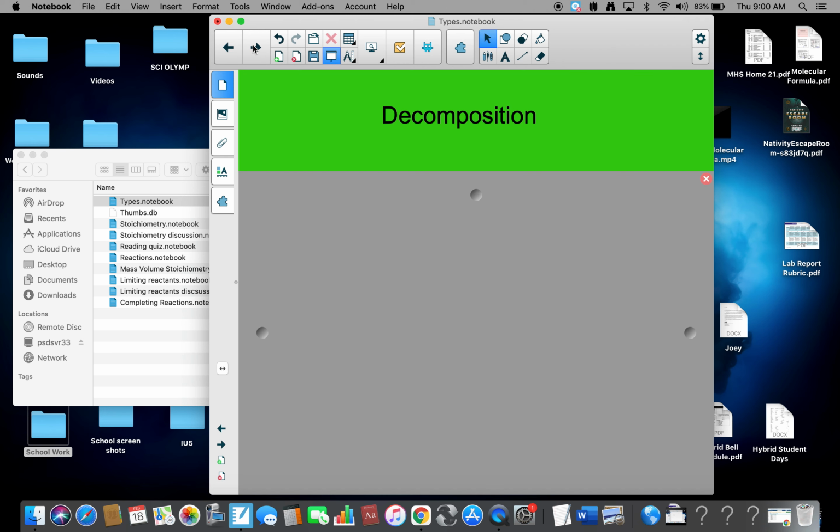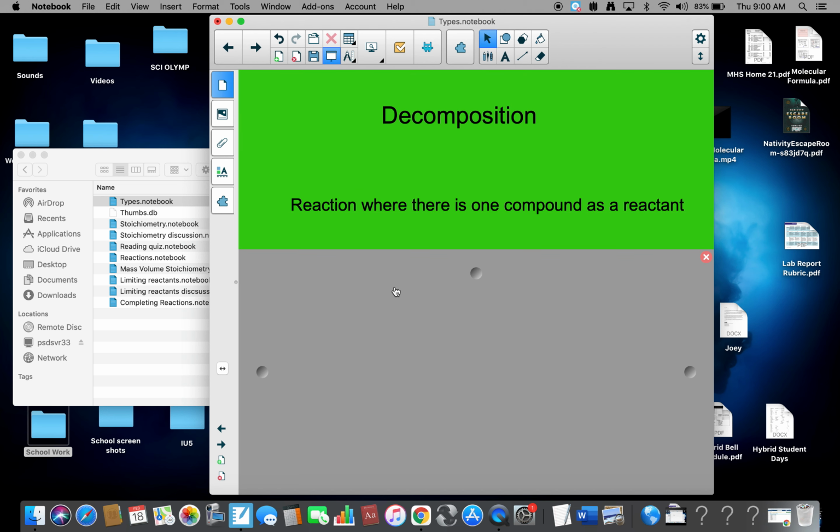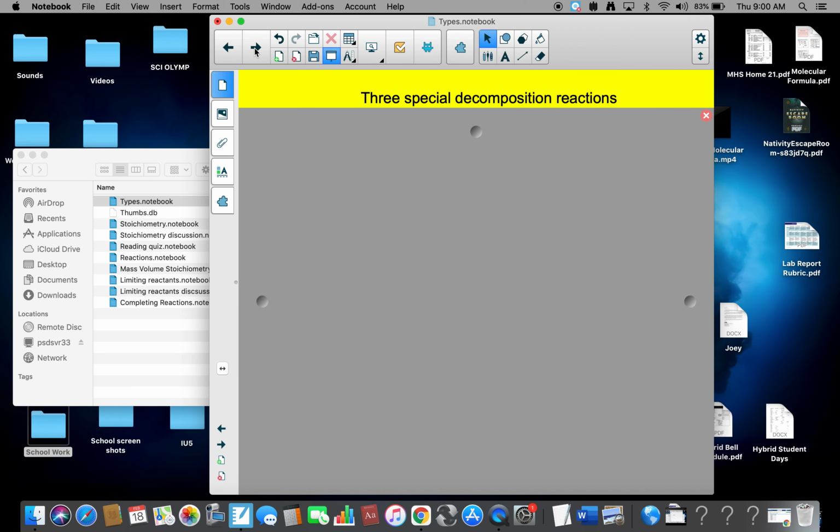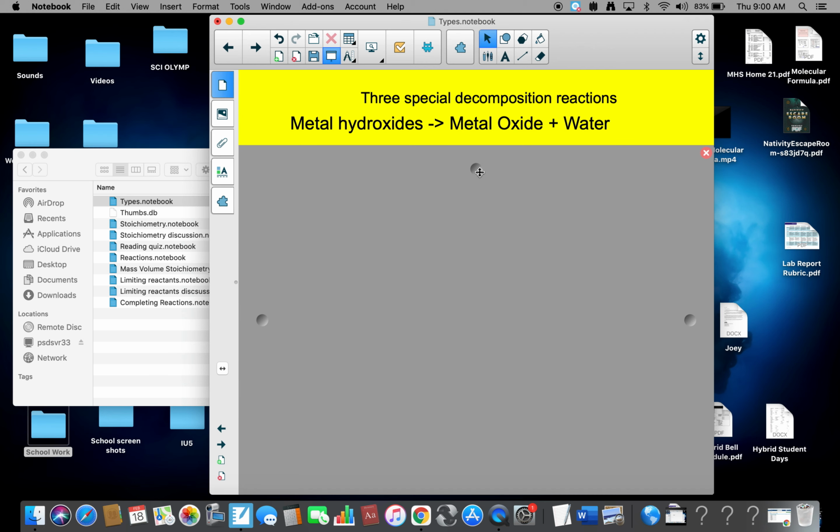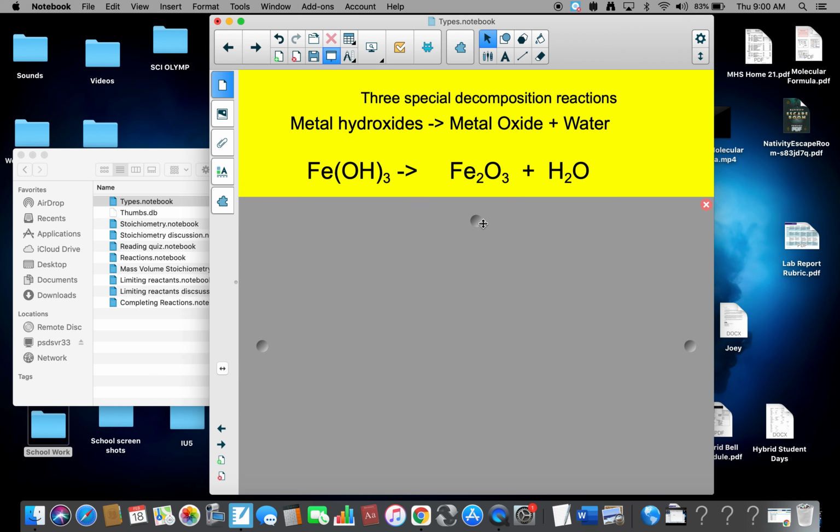Okay, all right, so the second type, decomposition, is the reverse of synthesis. What we're going to do here is a reaction where one compound as a reactant, we're going to break it apart into its base elements or compounds. Now, there are 3 special decomposition reactions. You're going to have to study these and memorize these. The first is metallic hydroxide, which forms a metal oxide plus water. So an example would be like iron 3 hydroxide forms iron 3 oxide plus water.